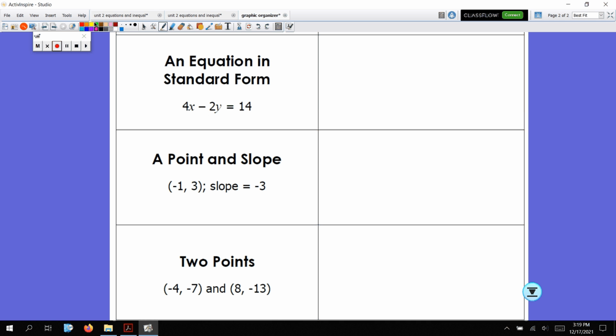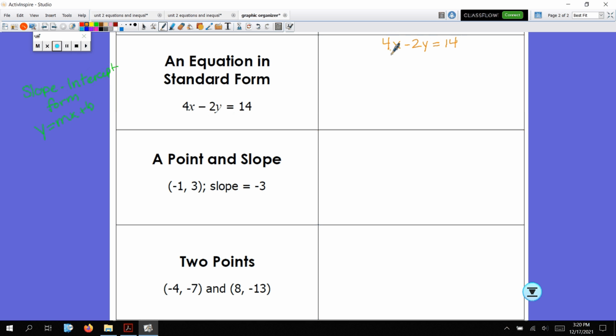Remember, slope-intercept form is y equals mx plus b. Y is all by itself on the left side and everything else is on the right. So here is my equation in standard form. 4x minus 2y equals 14. I want y to stay. I want everything else to go.